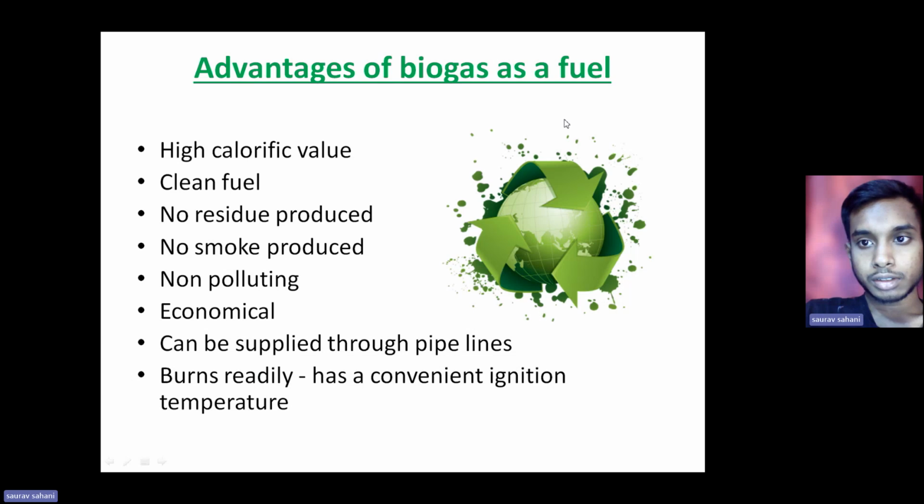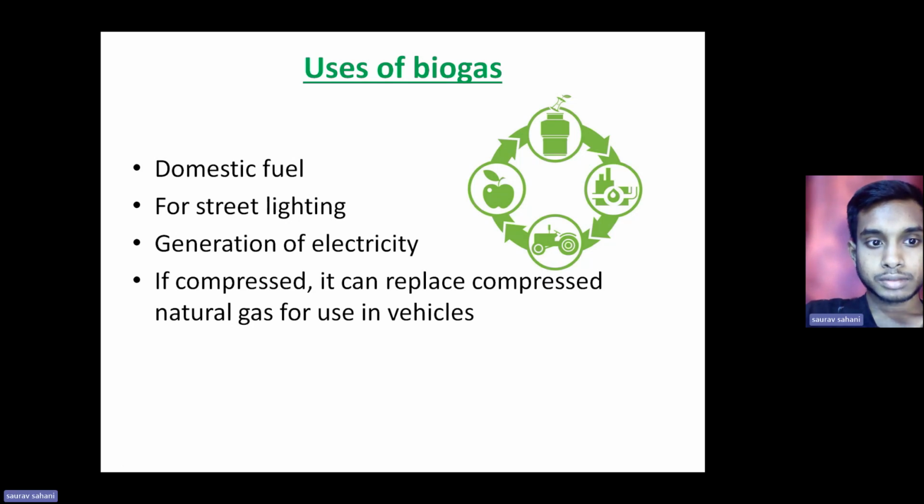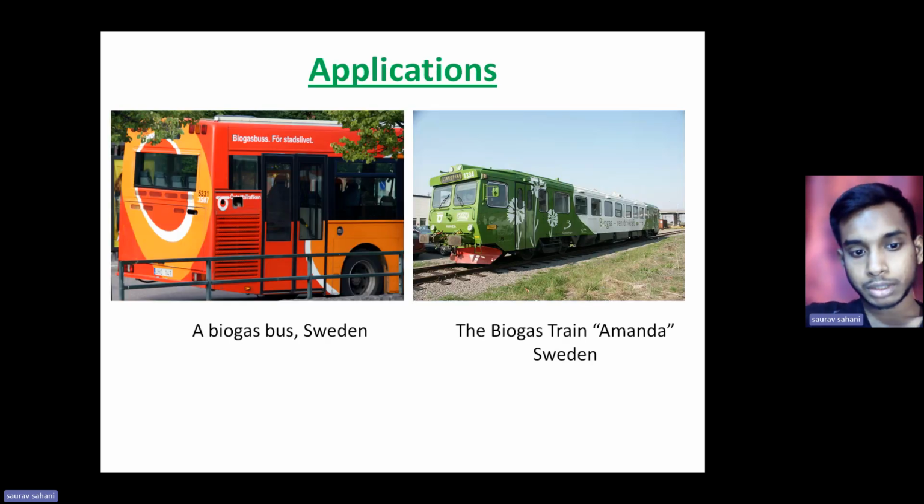Advantages of biogas as fuel: high calorific value, clean fuel, no residue produced, no smoke produced, non-polluting, economical, can be supplied through pipeline, burns readily. Uses of biogas: domestic fuel, street lighting, generating electricity. If compressed, it can replace compressed natural gas for use in vehicles. Application: a biogas bus in Sweden, a biogas train, Amanda, in Sweden.